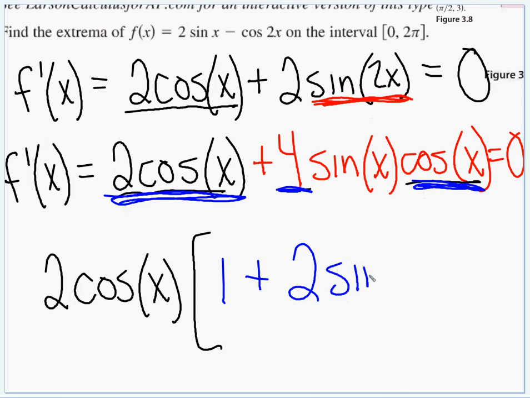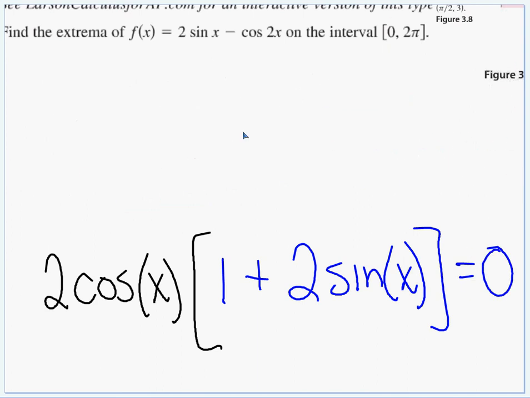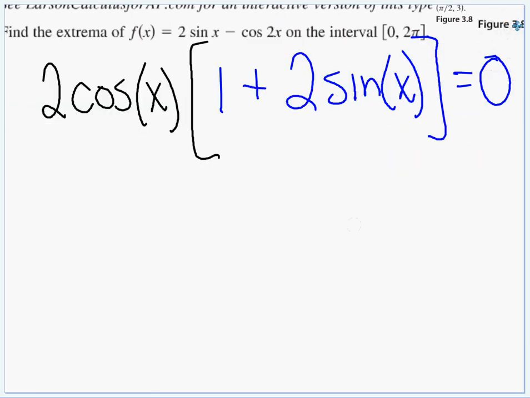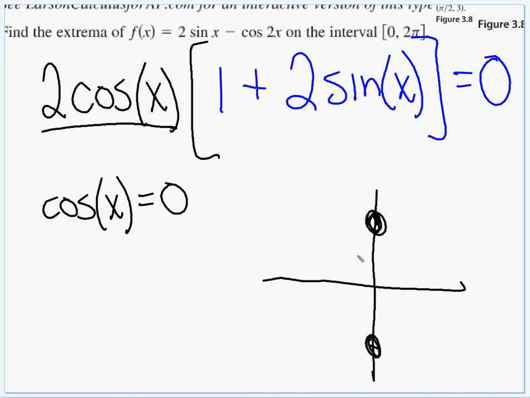Okay, now we can set our factors separately equal to 0. So this one, where does 2 cos x equal 0? Well, we can divide by 2, so the 2 just disappears. 0 divided by 2 is still 0. Now think on the unit circle. Where is cosine equal to 0? Cosines are our x values, so that would be here and here. Top and the bottom of the circle, that's half pi and 3/2 pi. X equals half pi and 3/2 pi.